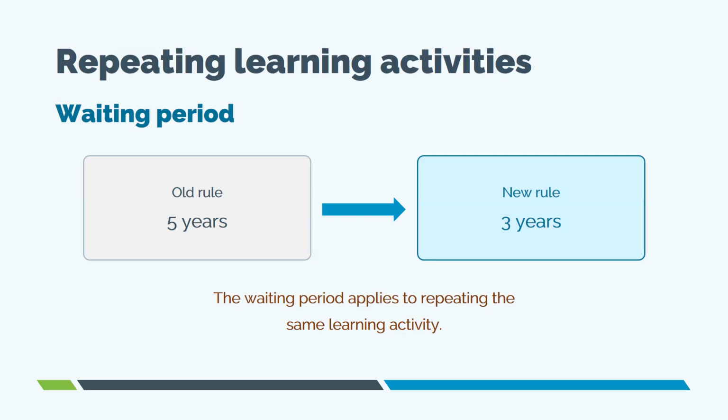Also, in response to registrant feedback, we revisited the 5-year restriction on repeating the same learning activity. It used to be that you could only use the exact same learning activity, such as a CPR course, once every 5 years. That waiting period is now 3 years. This change allows more flexibility while still encouraging meaningful, ongoing professional development. Just to be clear, the waiting period only applies to repeating the exact same learning activity. You can complete learning activities within the same topic area as long as the activity is different or reflects continued development.